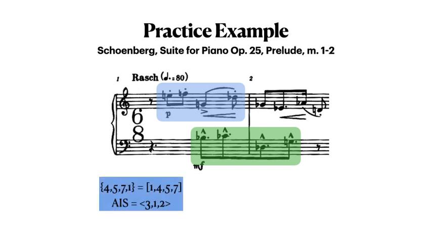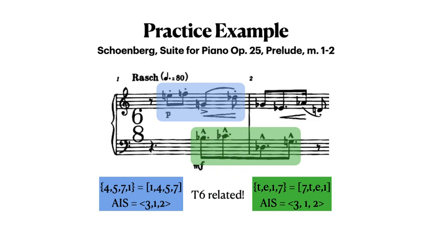You should have found the blue segment to be 1, 4, 5, 7 in normal order, and the green segment to be 7, 10, 11, 1 in normal order. Checking out the AIS, we can see they are transpositions of one another. And check out the score. Those two motives are definitely contours of one another. Did you find them to be T6 related?